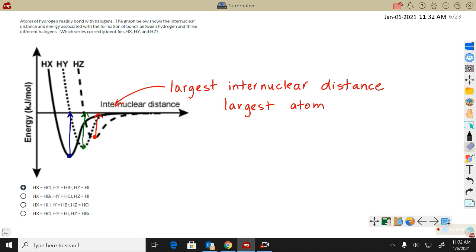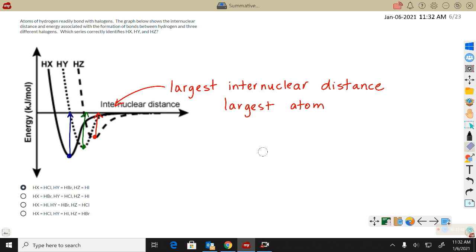If you follow that point up, you get the internuclear distance, which is just the distance between the two nuclei. Sometimes we refer to it as bond length. Okay, so I've got these three molecules, HX, HY, HZ, and the choices tell me it's hydrogen, and then X, Y, Z are chlorine, bromine, and iodine. If I understand what the units on this graph refer to, the longest internuclear distance should represent the largest atom.